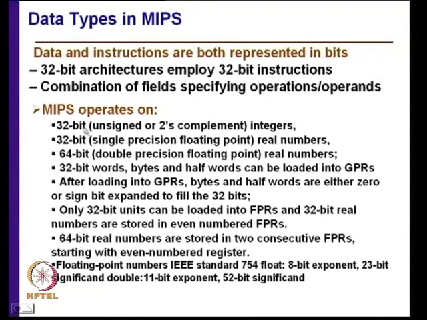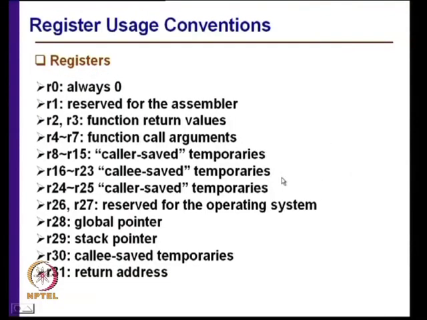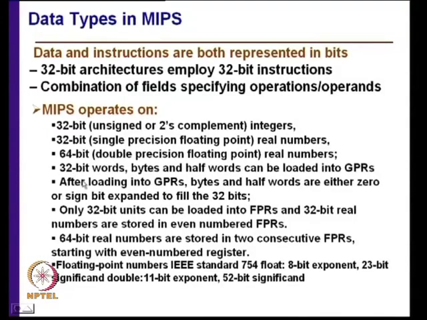Then, coming to the data types, MIPS operates on 32 bit unsigned or 2's complement integers. So, it can perform integer processing either on unsigned data or 2's complement data. Then, 32 bit real numbers, single precision floating point, and 64 bit double precision floating point real numbers. Then 32 bit words, bytes, and half words can be loaded into general purpose registers. We have already seen it has a large number of general purpose registers. These can be used to save these bytes and half words, either zero or sign bit expanded to fill 32 bits.